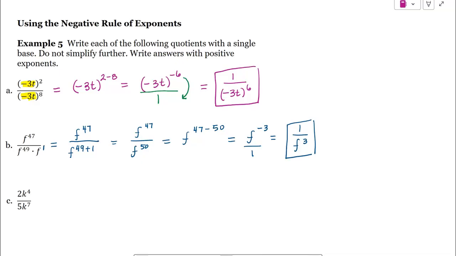Looking at example C, we've got k as the base, but we also have a 2 and a 5 that are there. They're just going to be along for the ride. So I'm going to leave the 2 and the 5 alone. And then I'm going to take the k and subtract the exponents. So this is 2 over 5, and I've got k to the negative 3 power. That negative exponent means that that should be coming downstairs here. So we'll put this as 2 over 5 k to the 3rd power.